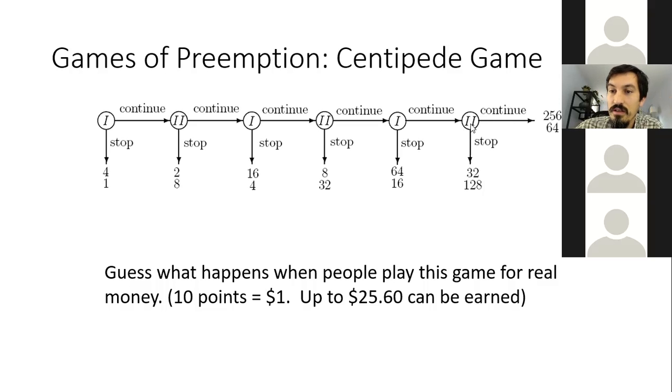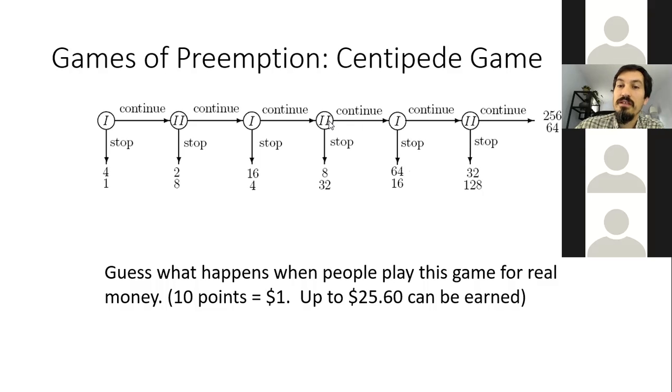Well, think about the second to last circle. Should you continue or stop? If you know that the game is going to end at that last circle, you're player 1, you could either get 64 by stopping or only 32 by continuing. So you should stop in the second to last circle. This is what backwards induction does. It says I should stop here, I should stop here.